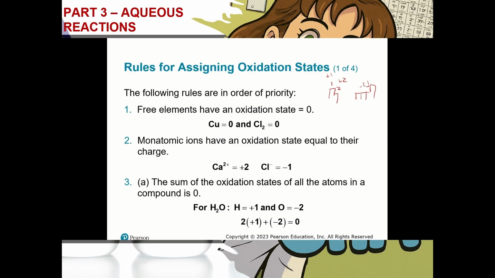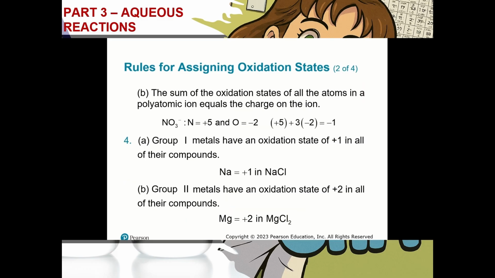The sum of the oxidation states of the atoms in a neutral molecule must be 0. Okay, so I know that hydrogen is +1 and oxygen is -2. If I multiply this, I have +2 plus -2, which is the summation, and it will be 0. If you don't see any charge around the molecule, you know that the charge must be 0. So the summation must be 0.